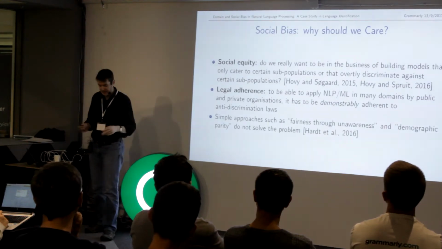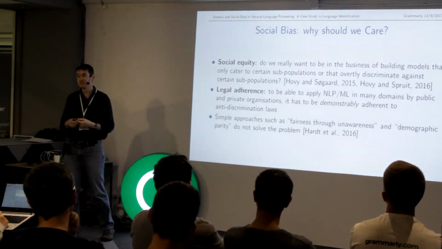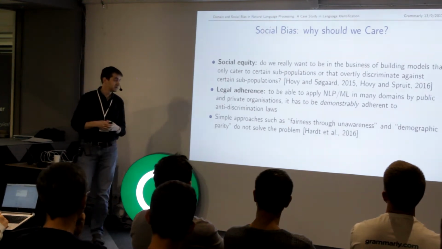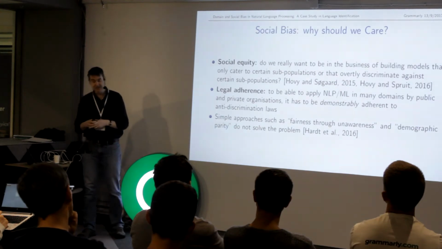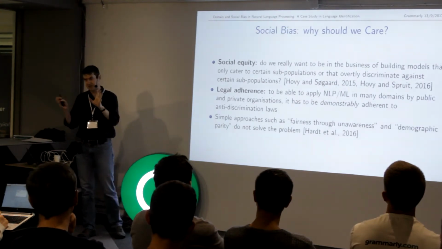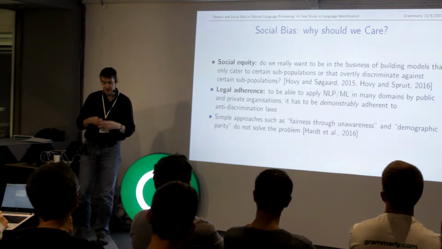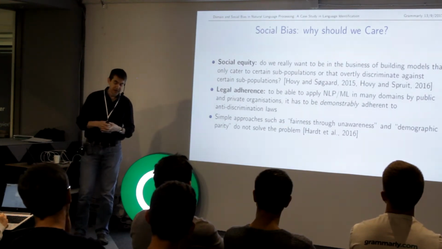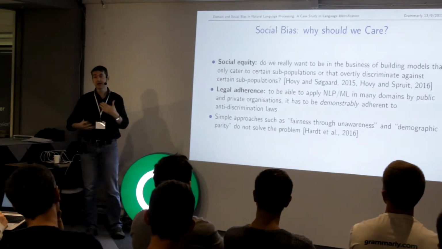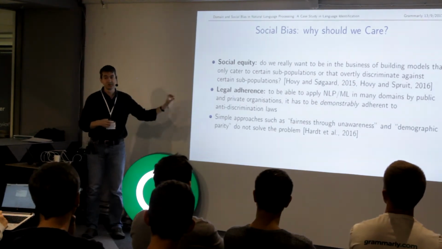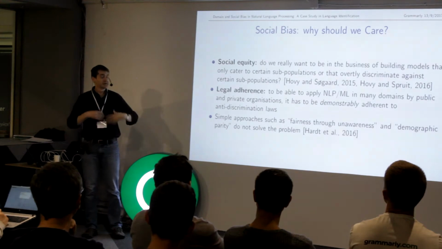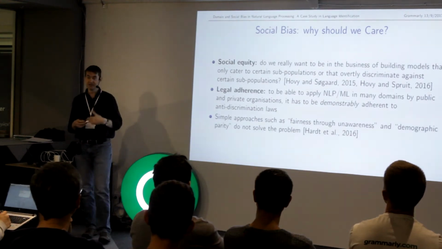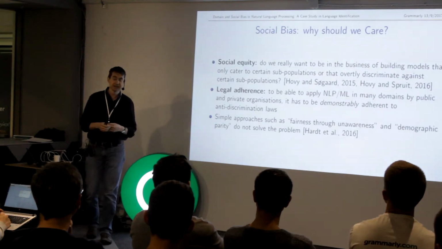Okay, and the machine learning community has been picking up on this, as well as the NLP community. I highly recommend this particular paper, and there'll be references at the end, and I'll make the slides available. It's a paper from NIPS last year, the big machine learning conference. And it talks through how we can produce models which are socially equitable or which are legally adherent in terms of not being discriminatory.